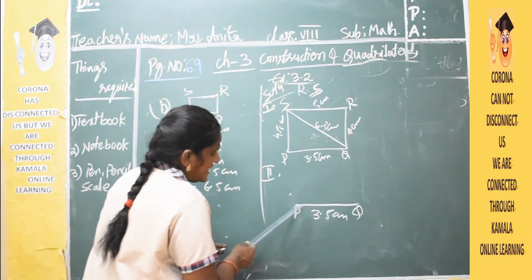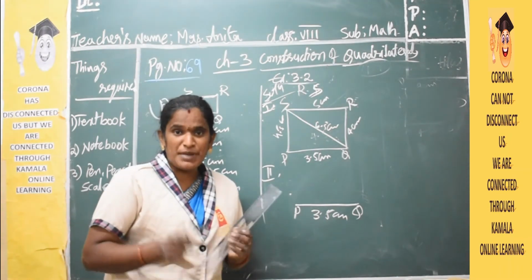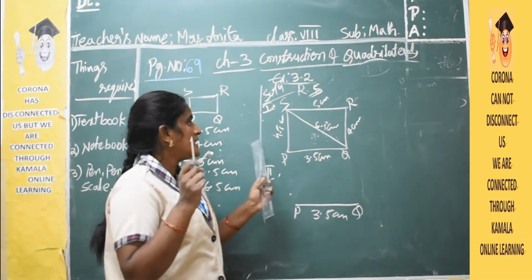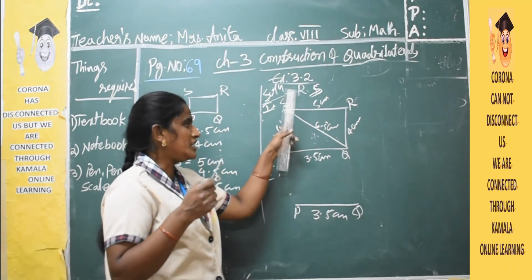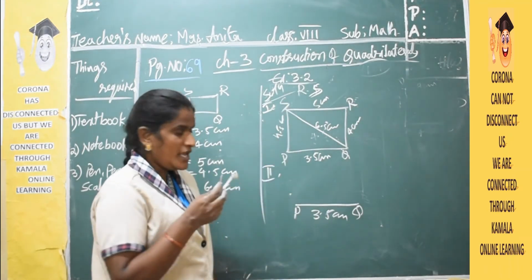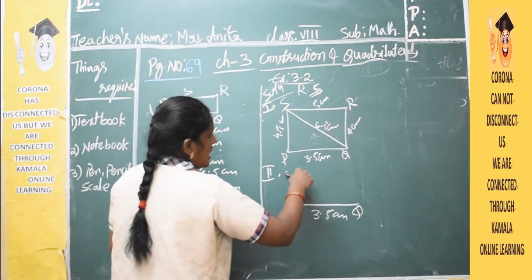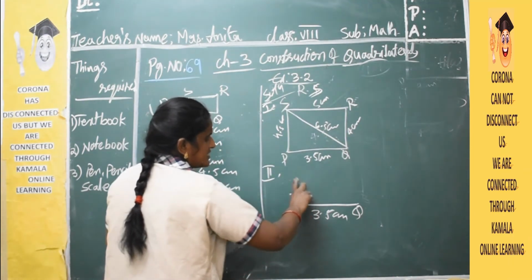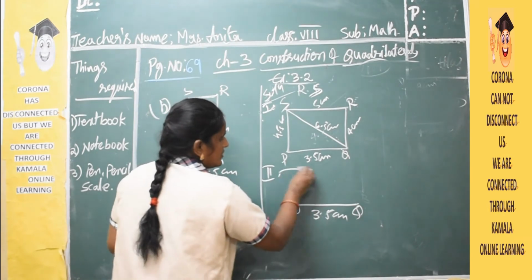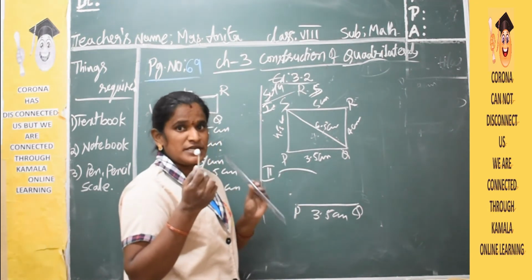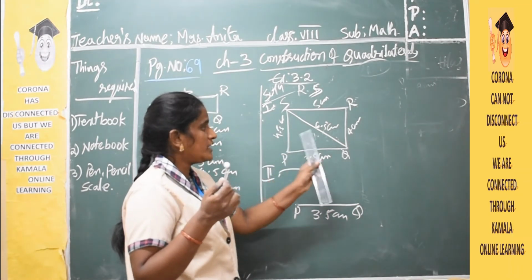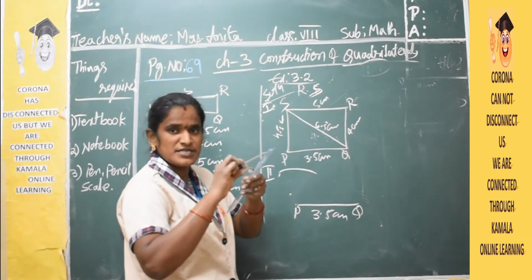Next, P as a center. Use a compass, take the measurement on the ruler, that is 4.5 centimeters. Okay, P as a center, draw an arc like this. Okay, children? Next, use the compass, take the measurement on the ruler, that is 6.5 centimeters.